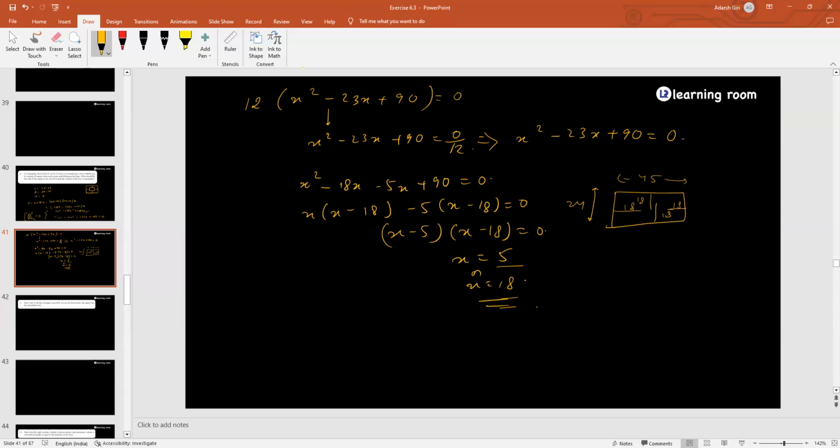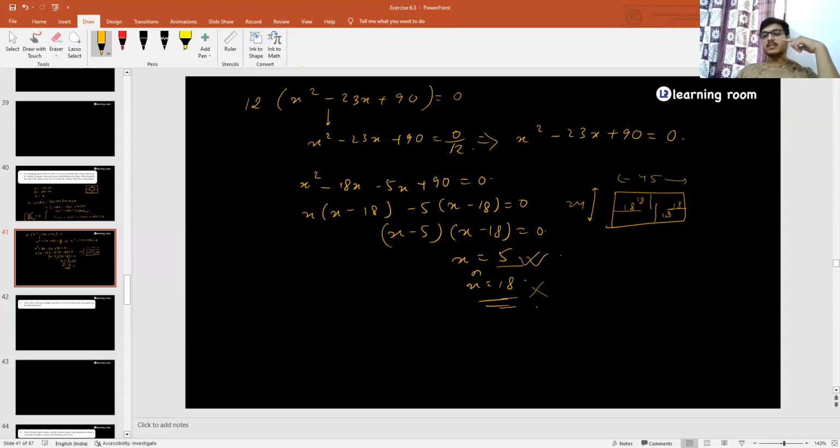So what will be my answer? My answer will be 5 centimeters, because this is not feasible. This is also possible, but not feasible. Agree? So you have to check like this. You'll be getting two answers. You have to check accordingly. So this is the answer. X is equals to 5.